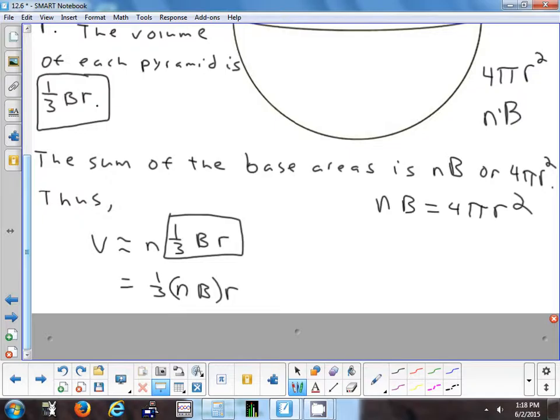All I did was regroup some letters together, put the 1/3 in front. That's all I did. And I put N, B, R next to each other, because we usually like to put numbers all the way in front, not in the middle. Did anybody see what I can do with what's in parentheses? Somehow I want to get rid of this N and this B. Is there any way I can get rid of it? Something I can replace it with? Did we say earlier that NB was equal to anything?